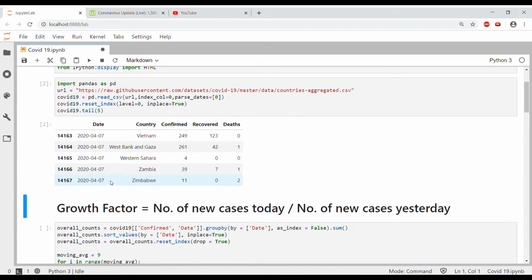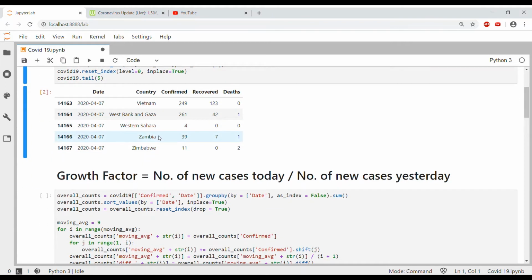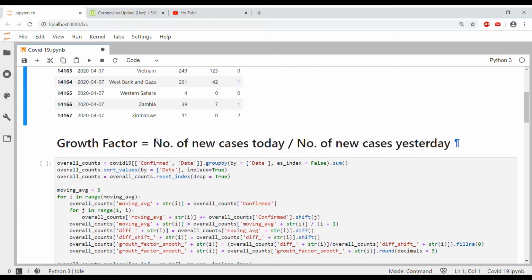I have data until 7th of April and I'm going to base my analysis on growth factor, which is defined as number of new cases today divided by number of new cases yesterday.